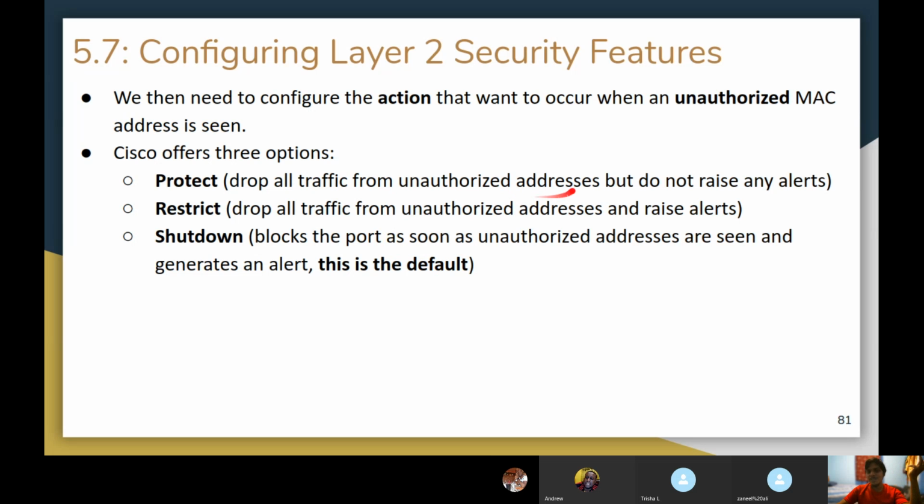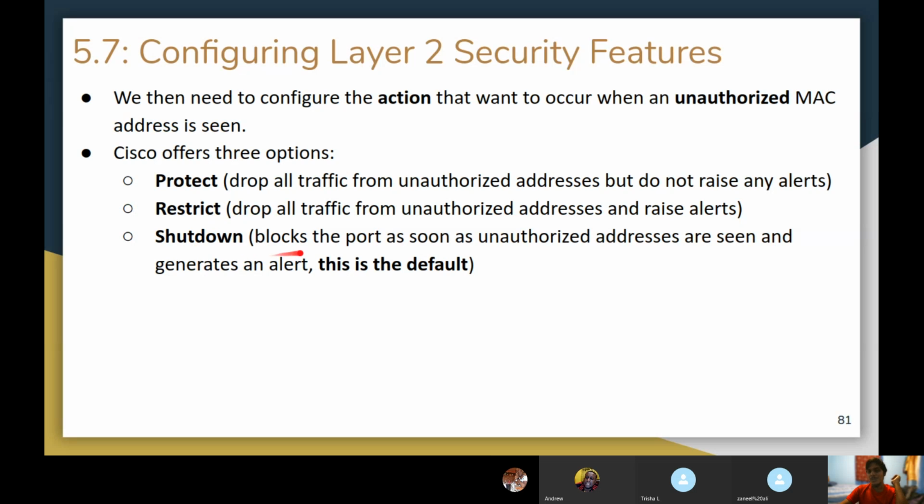So when we say unauthorized addresses here, we mean if you connect a desktop into there and then you see a MAC address from some other address, some strange address that's not supposed to be there. So if that happens, protect will just drop the traffic and that's it. And it'll only drop the traffic from that unauthorized device, right? All the traffic that comes in from the desktop that we expect will be unaffected. And then restrict will drop all traffic from that unauthorized address and it will raise an alert so that we know something weird is on that port.